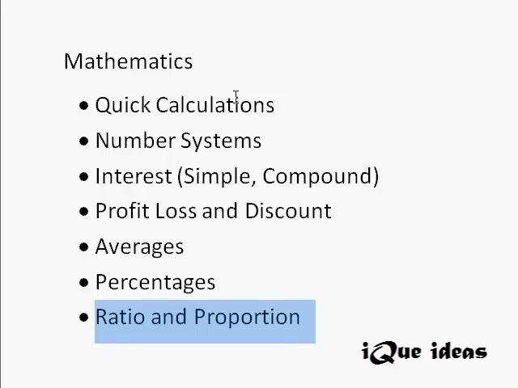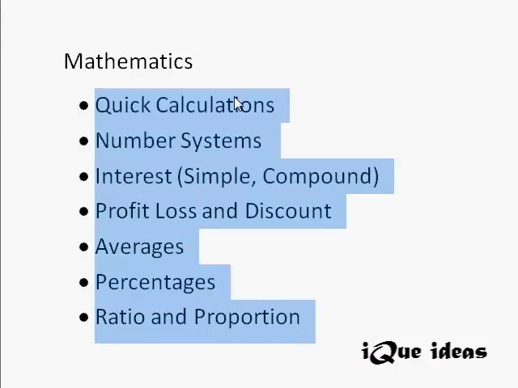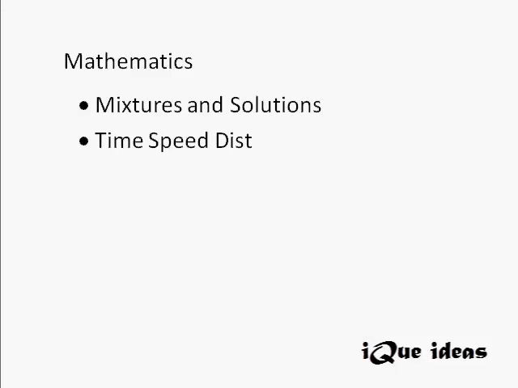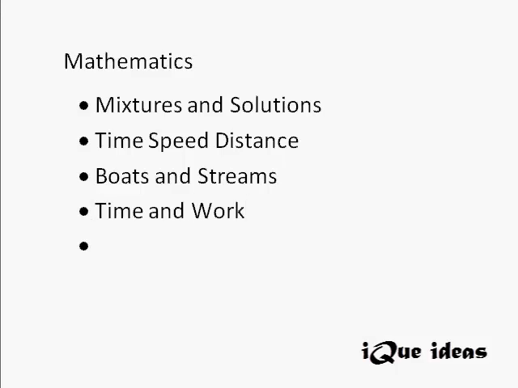Once you are done with these basic concepts, then you can have different problems which are nothing but a combination of such basic things, which would include topics like mixtures and solutions. It could include questions on time, speed and distance, or boats and streams, which is nothing but a variation of time, speed and distance. You could have questions from time and work, or pipes and cisterns, which are very closely linked to each other. Now these are the fundamental topics in mathematics which you must do.